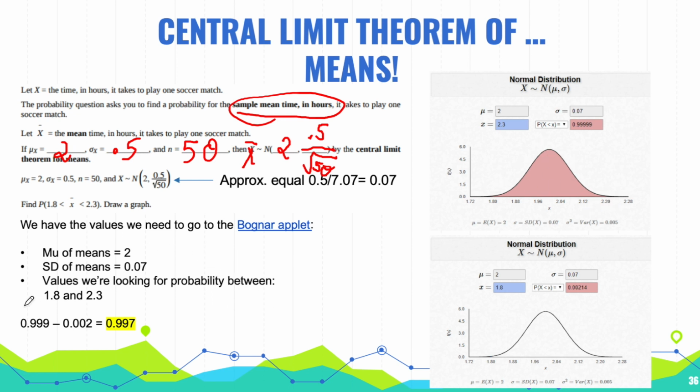And now we want to find the probability of being less than our lower value, 1.8. So we enter the same mu and standard deviation, but we enter 1.8 as x. And I know it's hard to see, but right here is all that shaded area to the left of 1.8, which is 0.002. So 0.999 minus 0.002, our probability of an average game lasting between 1.8 and 2.3 hours is 0.997. So the probability of our sample mean being between 1.8 and 2.3 is about 99.7%.